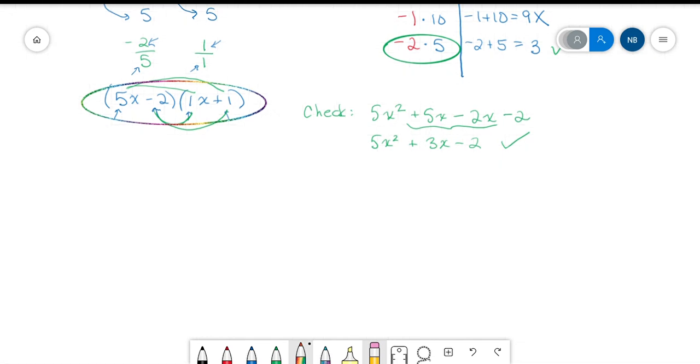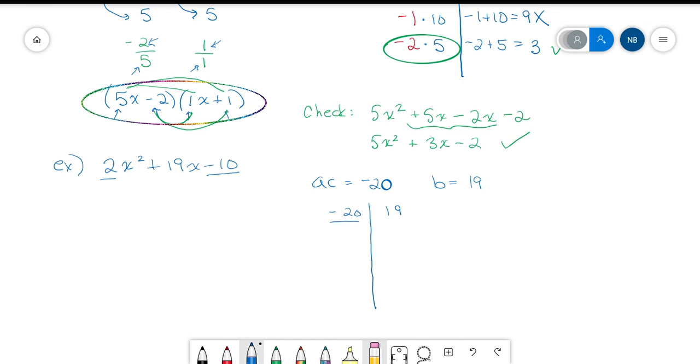All right, next example. 2x squared plus 19x minus 10. AC here is 2 times -10. Remember, this is A and this is C. 2 times -10 is -20. B is 19. So we have -20 in our first column, 19 in our second column.